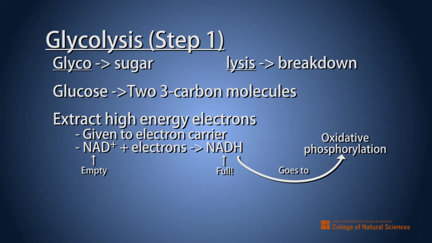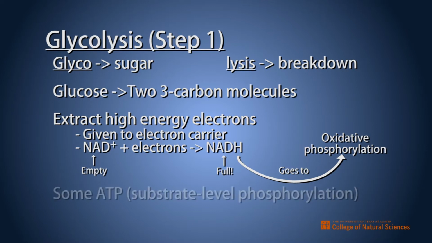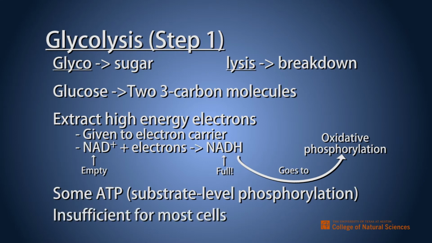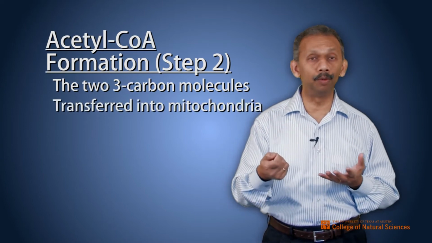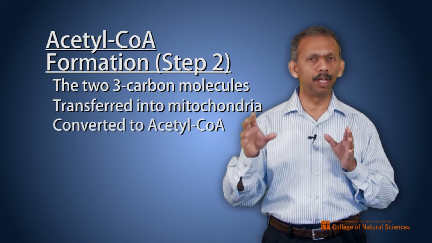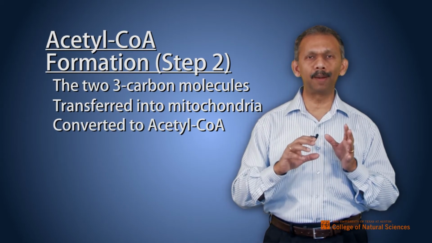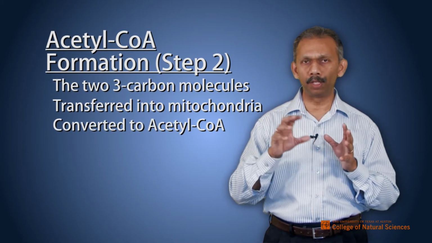Once you make that NADH, it transfers the electrons inside mitochondria and communicates to the enzymes there to shunt them to the oxidative phosphorylation step. But in this process, it also makes some ATP as substrate level phosphorylation. That is not sufficient for the cell to have all the functions done. So the energy is also carried on by the two small 3-carbon molecules transferred into the mitochondrion, which are converted into acetyl-CoA. That is the second step of the aerobic respiration process, called acetyl-CoA formation.